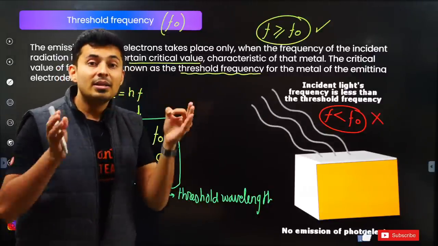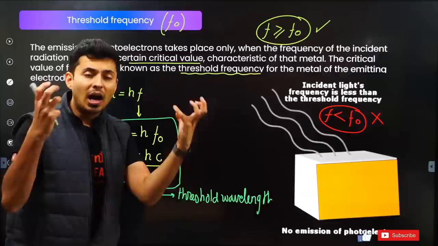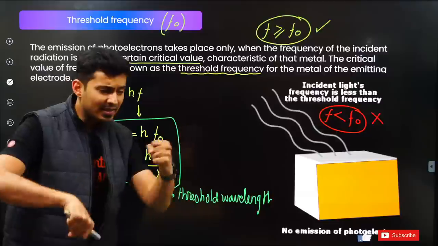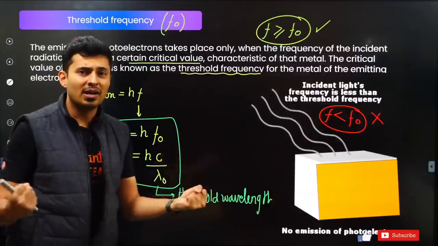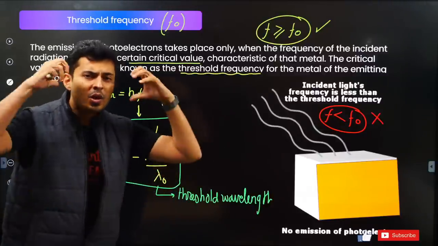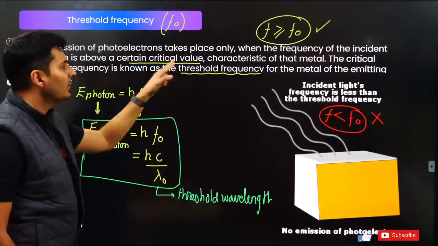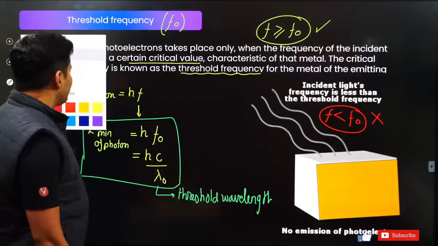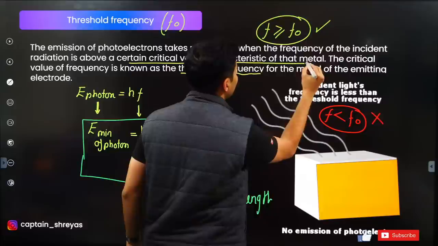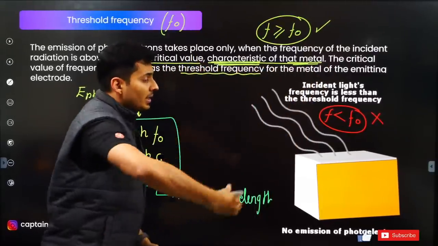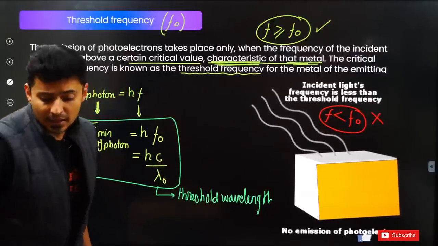Because it might be difficult or easy depending on how the metal is, how the atoms are, how many electrons are there, where it is stuck, how well the forces are, how it is bound to the atom. So many things, but it depends on the material. So hence I have mentioned that it depends on that metal. Read this line carefully. It's a characteristic of that metal. Different metals have different critical frequency.